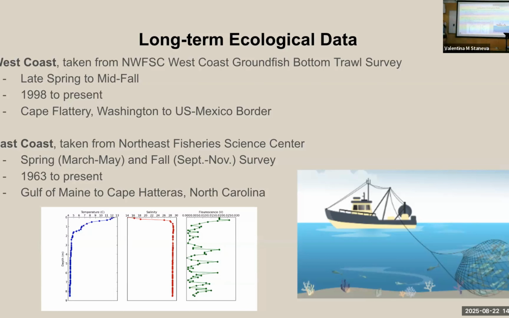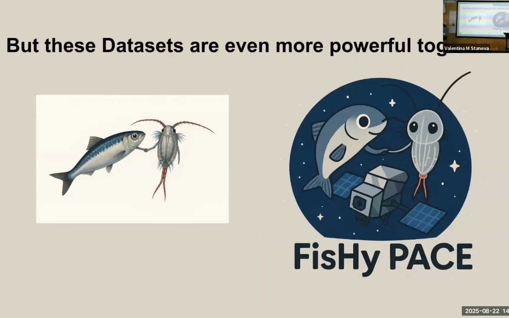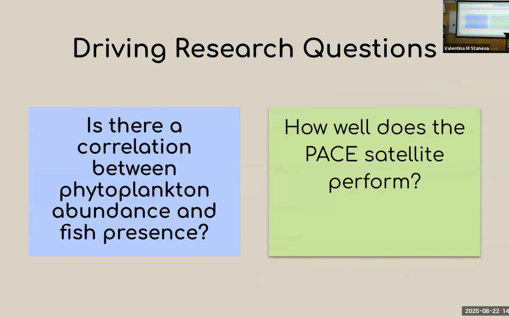So we just talked about 2 really robust data sets, but Izzy, can you go to the next slide? They are even more powerful when they're combined together. So I said earlier, fish live in the ocean. So it's really important to put fish in the context of their environment. And now that we've spoken about the data sets, we wanted to bring up the driving research questions here. The first one is, is there a correlation between phytoplankton abundance and fish presence? And how well does the PACE satellite actually perform?